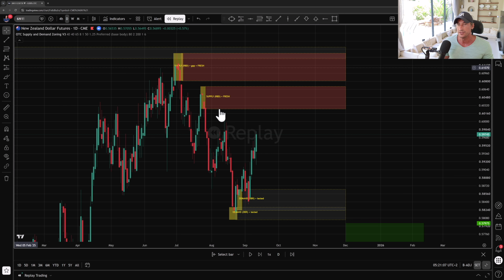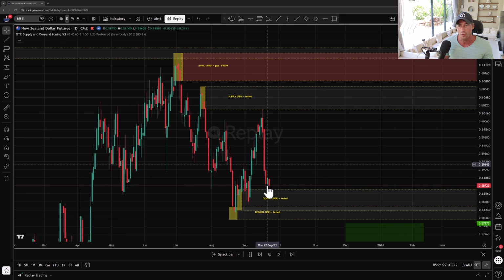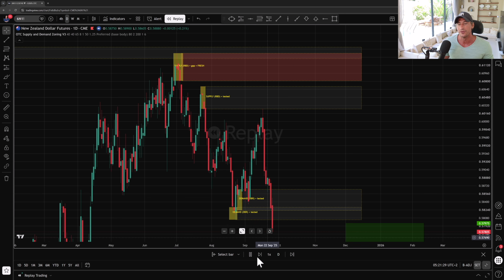And if you went long here, you would go long straight into, you see that here, high quality, fresh supply. And you see what happens here. Once you might think, you're right, price has reversed, and then it hits, you see, it hits that supply zone and boom, it collapses and it stops you out, right?